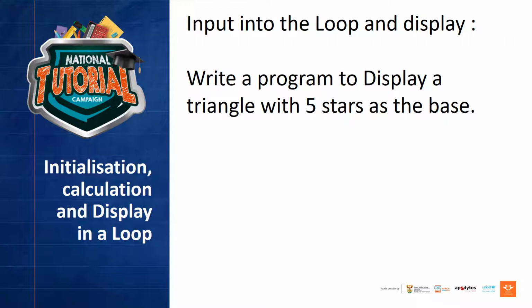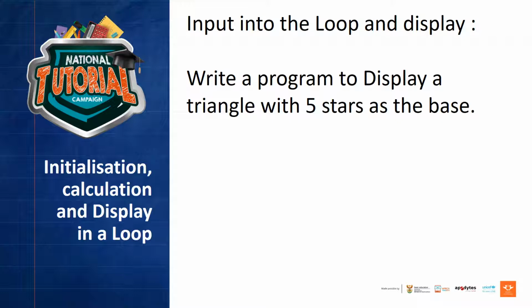We are trying to write a program to display a triangle with 5 stars at the base. I'll read that again. Write a program to display a triangle with 5 stars at the base. In other words, it's a triangle. At the top, there will be 1 star, and maybe the second line will have 2 stars. The third line, 3 stars. And at the base, it should have how many stars? It should have 5 stars. Remember, we're supposed to use a for loop to display this.